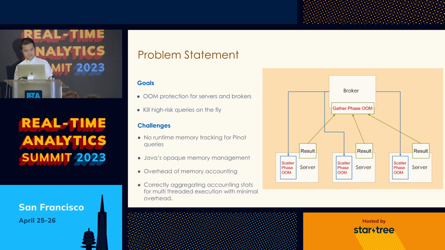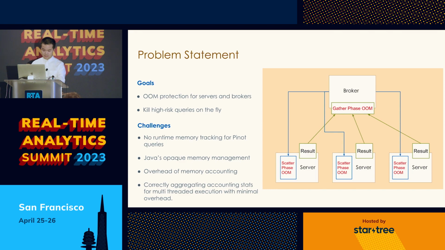But there are certain challenges. The first one is that Pinot doesn't have per-query level memory allocation tracking currently. And it's not really easy to build that because, as we all know, Java has a pretty opaque memory management system with limited information exposed. And meanwhile, Pinot is a low latency, high throughput query processing engine. Therefore, we don't want to introduce a lot of overhead just because we want to track the memory.